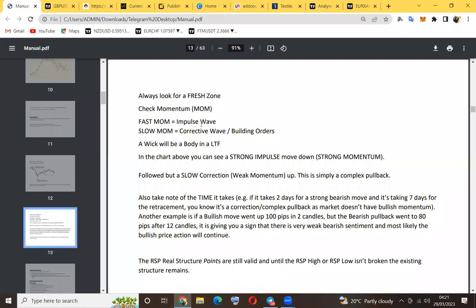Fast momentum are called impulsive waves, and slow momentum are called corrective waves. And the corrective wave helps in building others.